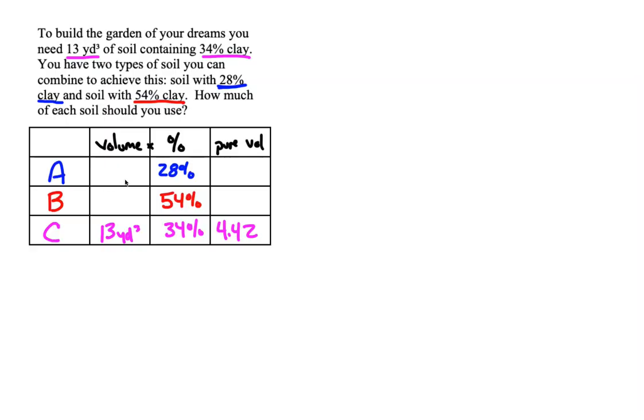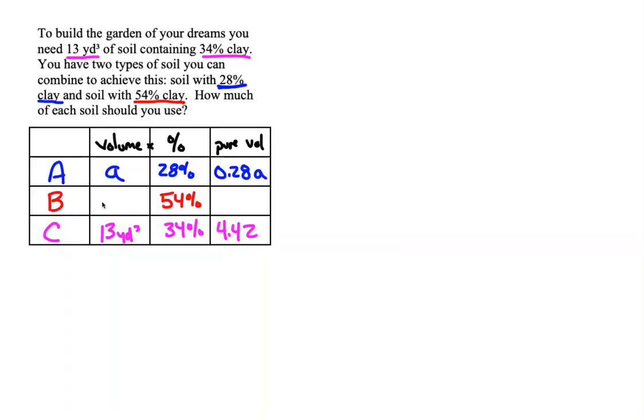That's what I'm trying to figure out. And of course, in algebra, all the time we have values we don't know, and we're trying to figure them out. When we have that, we use a variable. So for this example, I'm just going to call it A. So what is the pure volume of this? How much clay comes from that? Just like I multiplied 13 times 34% to get 4.42, the pure volume would be 28% times A, which is 0.28A. Again, I'm just filling in this chart here.